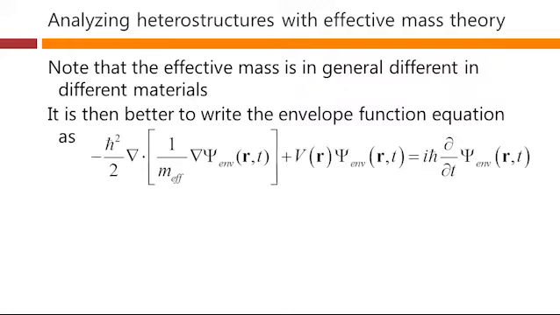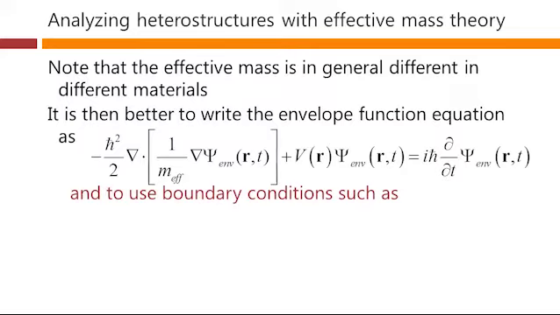Here, though, it turns out to be better to push this parameter inside the middle of the del squared. The reason for doing that is that if this effective mass does change with position, we end up with a better behaved equation. In particular, we don't lose particles, and I'll have something more to say about that particular point. And then with an equation like this, we will also use boundary conditions such as the continuity of the envelope function. Well, that is what we would expect in a differential equation, perhaps.